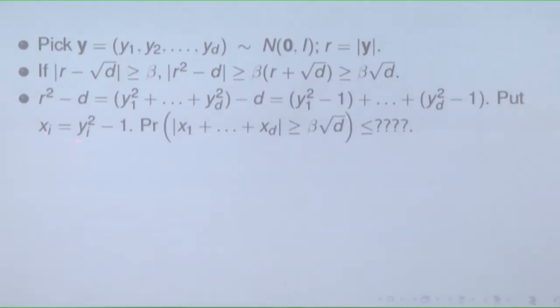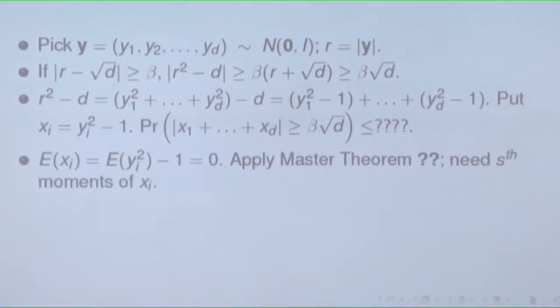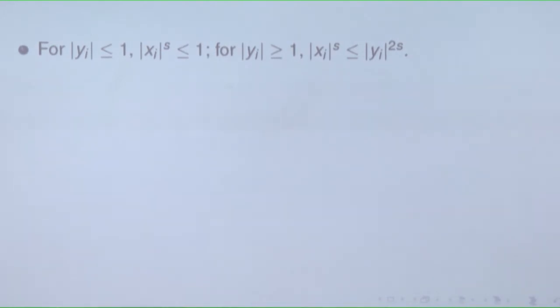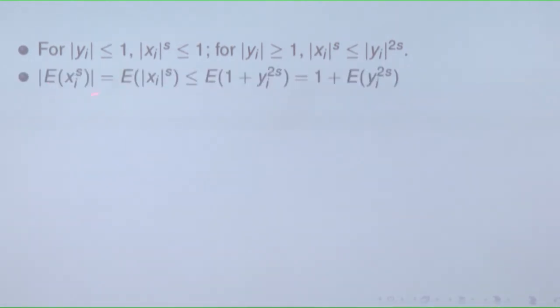So put xi equals yi squared minus 1. The probability that xi is greater than or equal to beta minus t is what we want to bound. But we need to do the nth moments of xi. So we have to bound moments of Gaussians. This is not a big deal against standard, but let's try to do that. Either yi is less than 1, then xi is at most less than 1, any power, or yi is greater than 1, then xi is that. So in either case, we have that. I've added both cases, basically.